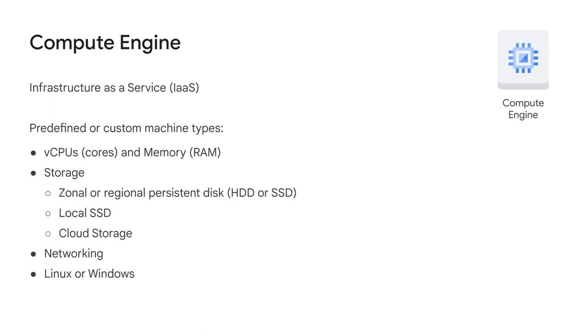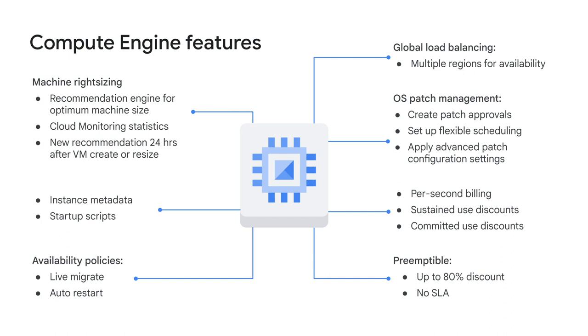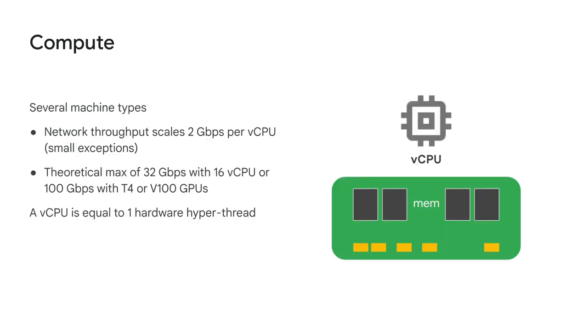We'll discuss these options in more detail later in the module. Several different features will be covered throughout this module, such as machine right-sizing, startup scripts, metadata, availability policies, OS patch management, and pricing and usage discounts. Let's start by looking at the compute options. Compute Engine provides several different machine types that we'll discuss later in this module. If those machines don't meet your needs, you can also customize your own machine.